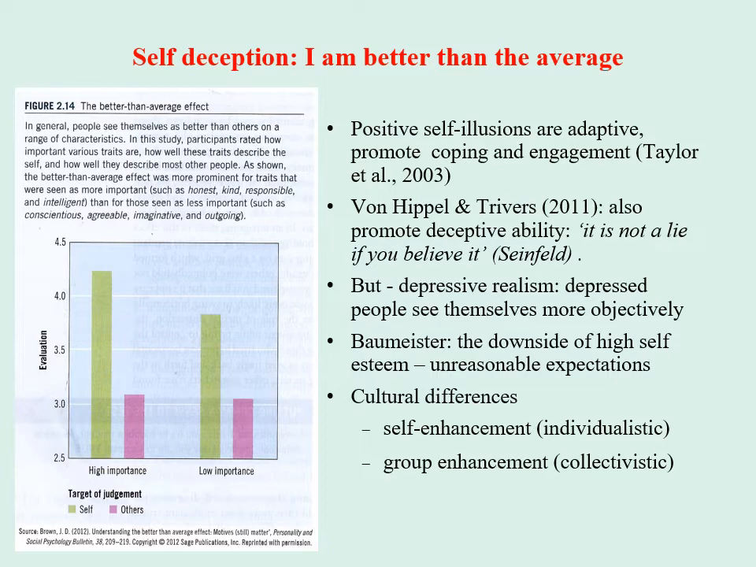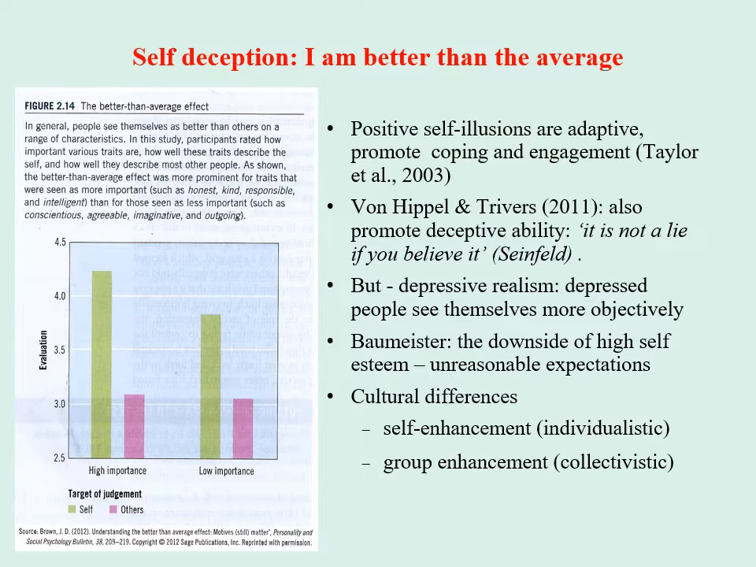Now, such positive self-illusions can be adaptive because sometimes they might promote coping and engagement. The social psychologists von Hippel and Chivers also argued that self-deception has another less obvious benefit. It makes it easier to deceive others about ourselves. As Seinfeld said in one of the TV episodes, it is not a lie if you believe it.